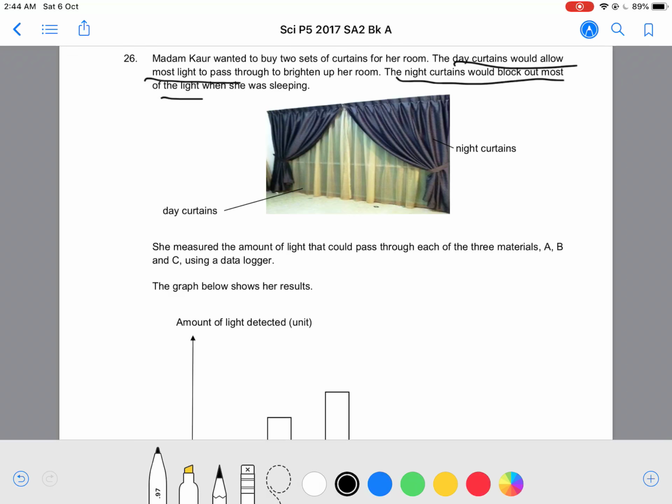Alright, in case you didn't know, Singapore is one of the brightest cities. So at night, it is still quite bright because of the street lights. Having a curtain that will block out most light will help you sleep better. So the day curtain is supposed to block the least light, not the most light. Then the night curtain is supposed to block the most amount of light.